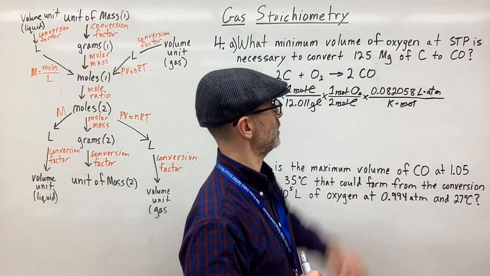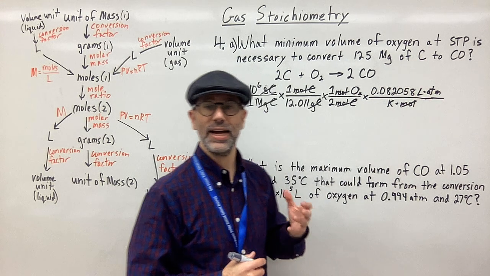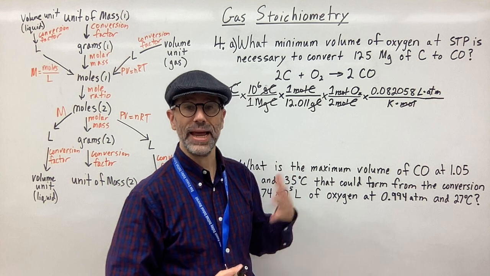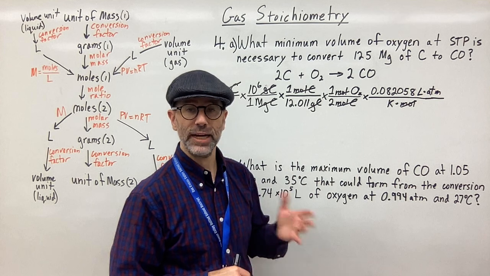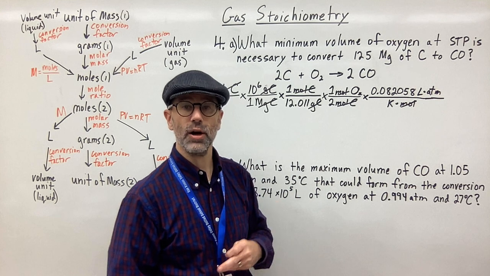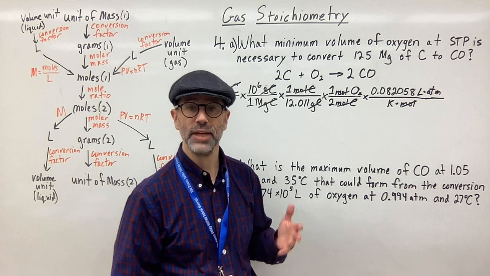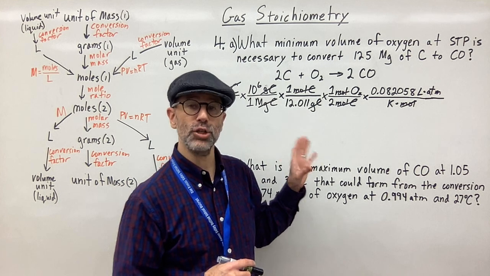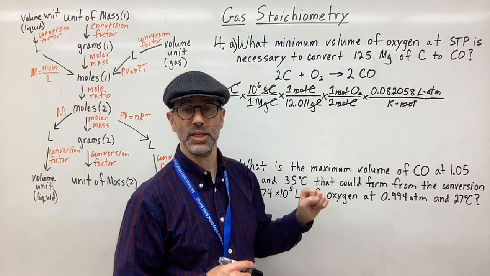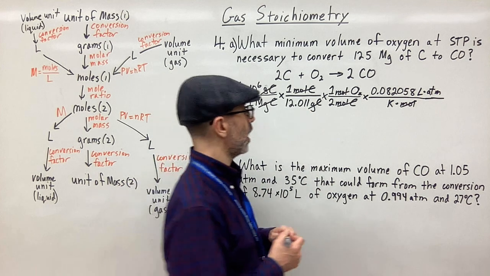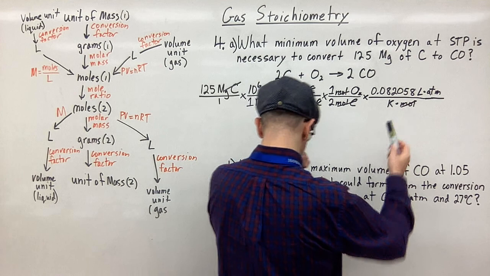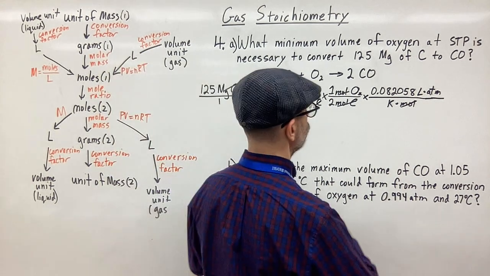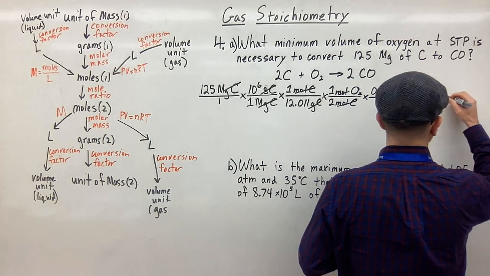So that's where the STP comes in. We need to remember that STP stands for standard temperature and pressure. Well, what is standard temperature and what is standard pressure? Standard temperature is 0 degrees Celsius, or in Kelvin, that would be 273.15 Kelvin. The standard pressure is going to be 1 atmosphere. So all we need to do is use that atmosphere and that temperature as conversions.